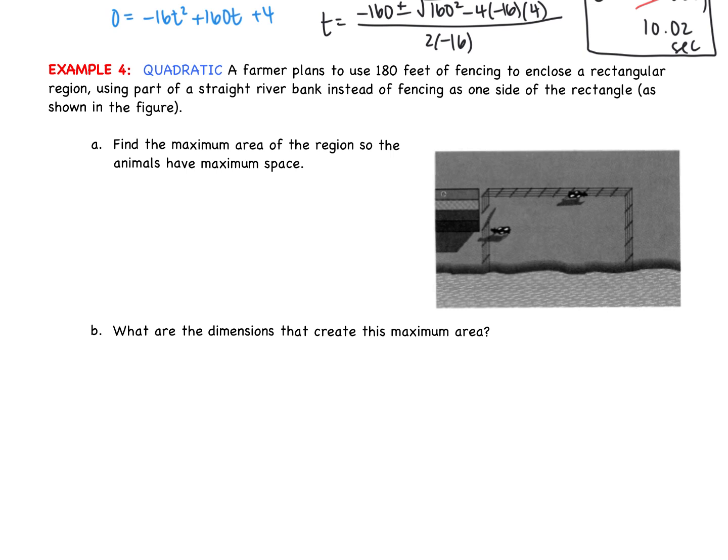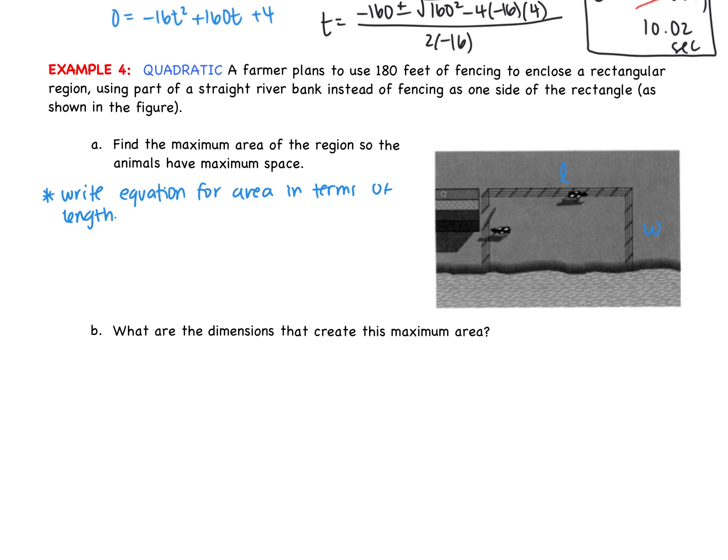A, find the maximum area of the region so that the animals have maximum space. We're going to have to start by labeling our figure. I'm going to call this side the width and this side the length. One thing that we did before that's not in this problem, but I want us to be able to do, and so we're going to do it now, is we are going to write this down please, an equation for area in terms of length.